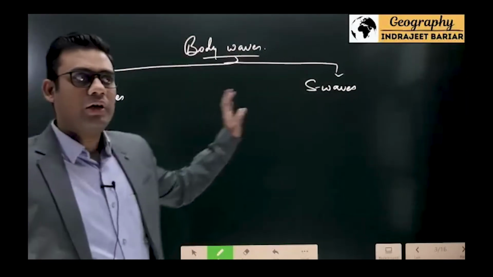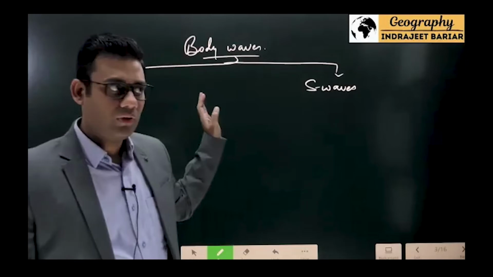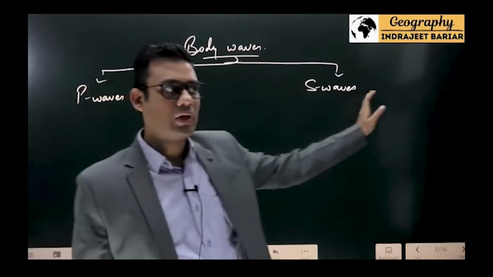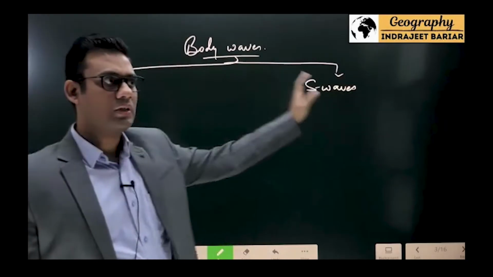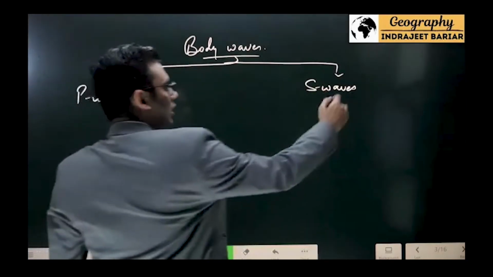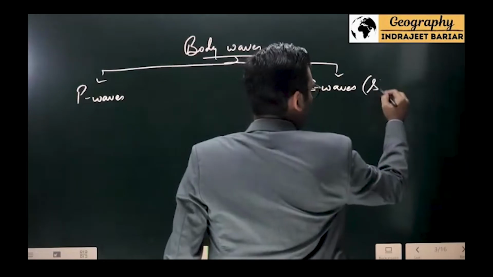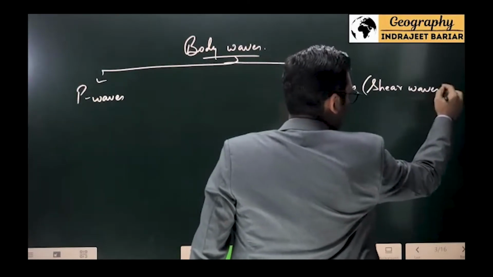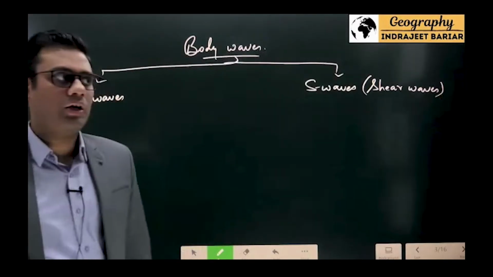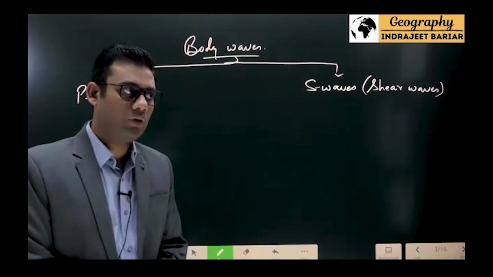Now P waves and S waves. P waves are primary waves. S waves are secondary waves. So primary waves, secondary waves. Another name that we use for the S waves is shear waves. So any of these can be used, secondary waves or shear waves.